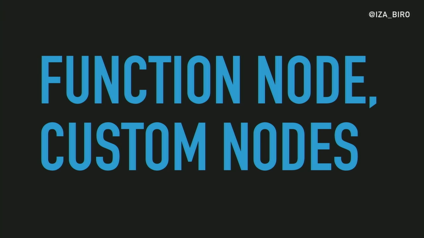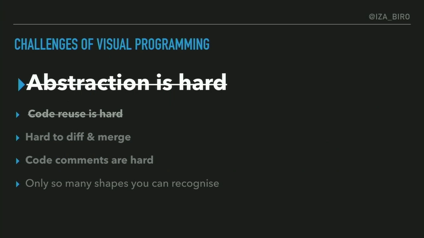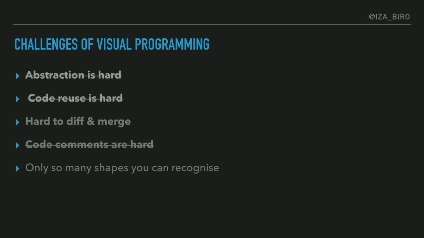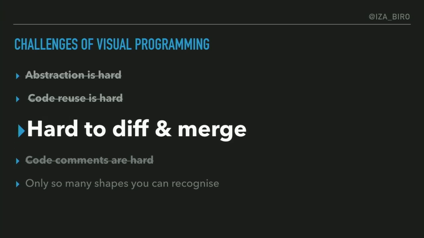For example, our company has custom nodes in the node palette that map one-to-one with our libraries. Not fully covered, but functionality-wise, it's the same. So I think we can agree on the fact that abstraction is not hard when the only shortfalling of abstraction is covered. So, hard to diff and merge. That's a big one, because how would you put all that stuff on GitHub when it's visual?